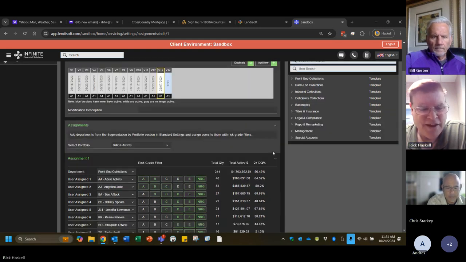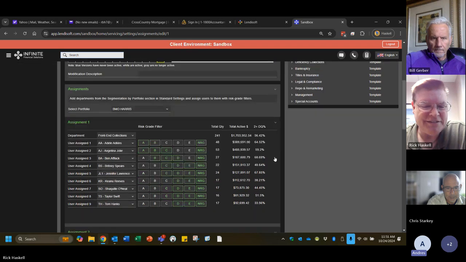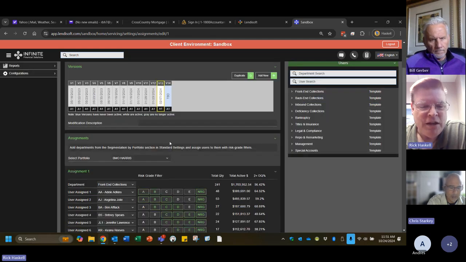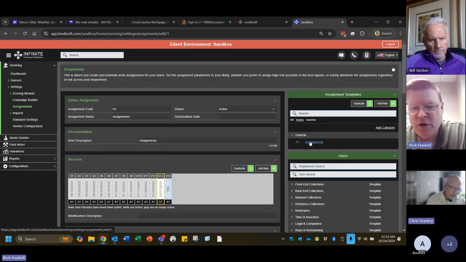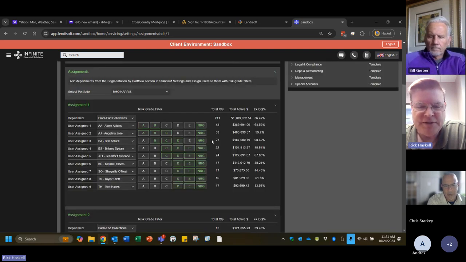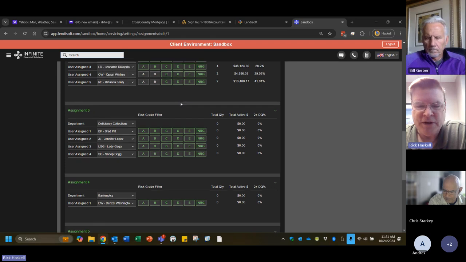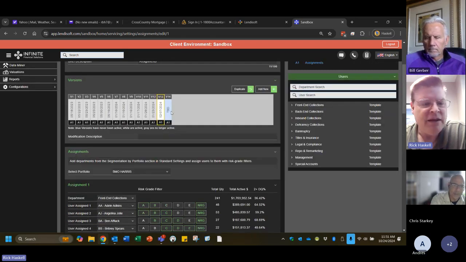For example, Angelina Jolie logs in to her platform with her login, and she'll have all those already tied into what she needs to collect on. The ABCs will be in there. Only ABCs are going to be in her queue. It's incredible. So that's one thing, the assignments. You can create assignment templates and basically assign the workload according to risk to your agents.